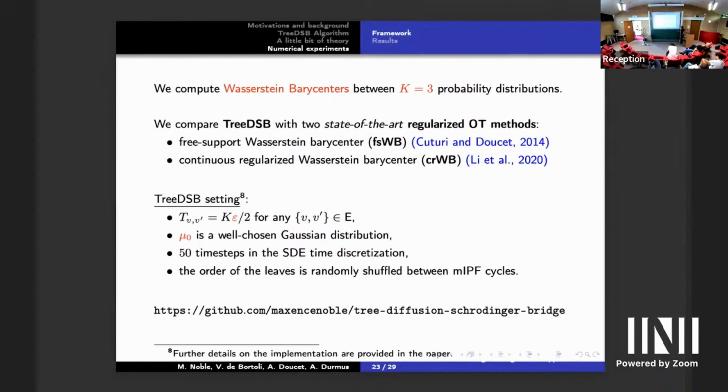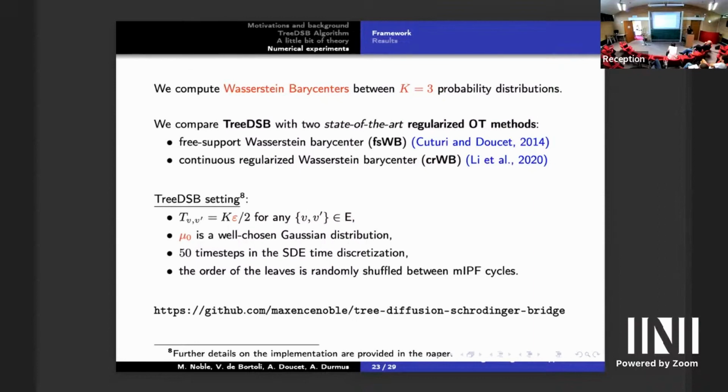So this T is the time horizon for the path measures on each edge. Sorry, so this is once again proportional to epsilon. I choose epsilon, and then I have my T, which is given by epsilon and the number of nodes. So as I said, the only choice that you have now to compute your Wasserstein barycenter problem is the choice of mu naught.